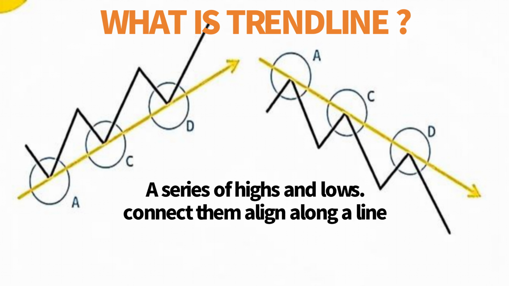Now let's look at trend lines. What exactly is a trend line? Every trend is made up of a series of highs and lows, like waves pushing forward. If we connect those highs and lows, we'll often find they align along a line or close to it. That's called a trend line. So what's an uptrend line? It's a line that connects the low points of each pullback during an uptrend. In a downtrend, we connect the high points of each bounce. That forms a downtrend line.